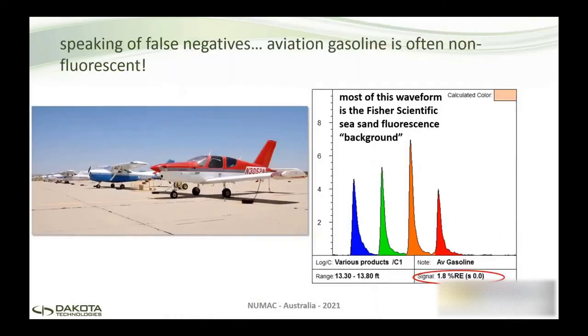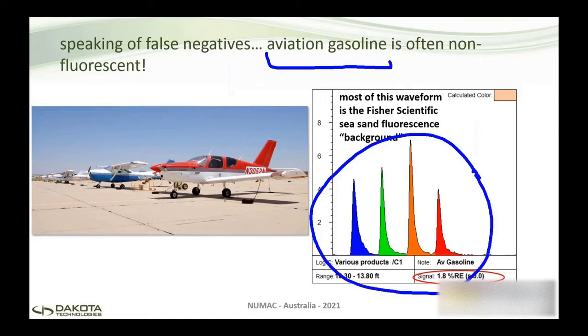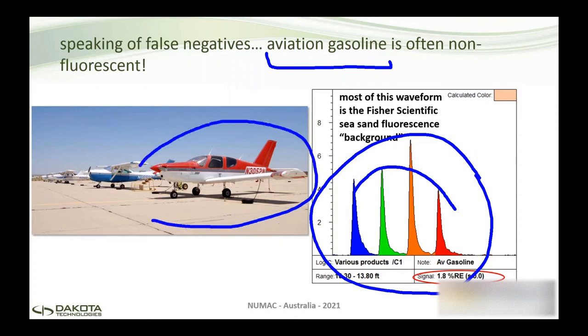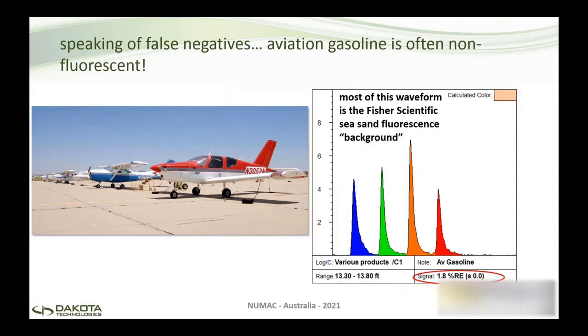Speaking of false negatives, aviation gasoline, and every country's different. I don't know if the refining process of aviation gasoline is different in Australia than it is in the United States, but this is famously a very poor fluorescer. So if you're out at airports, keep your eyes open. A small gasoline-like signature could mean a lot of aviation fuel.